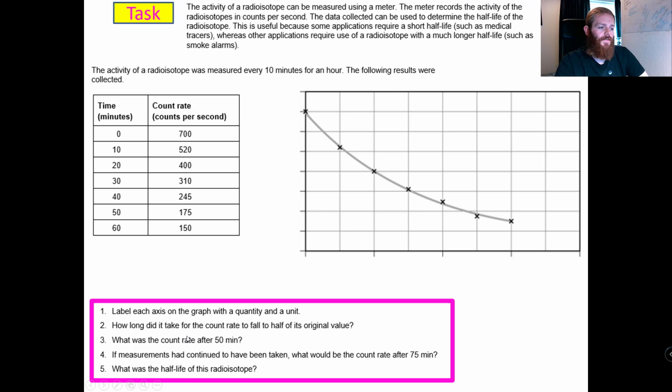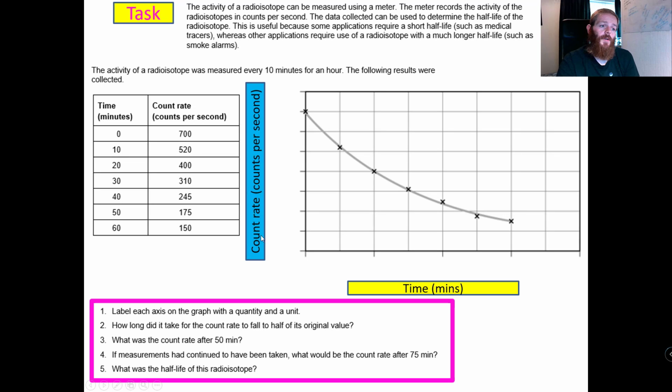Okay, so let's go through the answers for this then. So label each axis on the graph with a quantity and a unit. Okay, so if you're going to label a graph, you first need to decide what's going to go on which axis, and the thing that you change always goes on the x-axis, and in this case the thing that was changed, you can see going up in regular intervals, was the time. So we're going to put time in minutes, because that was measured in minutes, on the x-axis. All we're left with to go on the y-axis now is count rate, and that's counts per second. Okay, so I'm going to put count rate and counts per second on the y-axis.